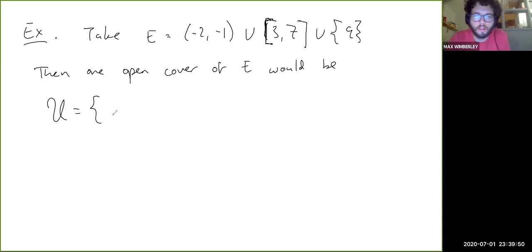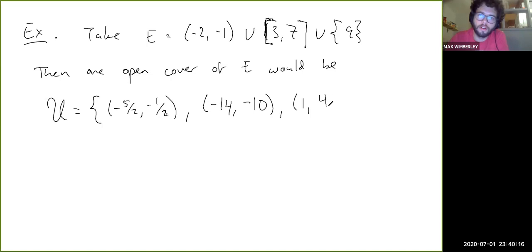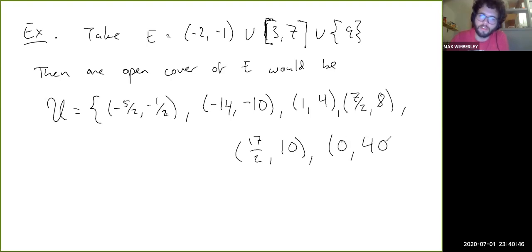U equals, let's say, (-5/2, -1/2), comma, (-14, -10), comma, (1, 4), comma, (7/2, 8), comma, (8.5, 17/2)... 17/2, 10, and then, like, I don't know, (0, 40), sure, whatever, right?